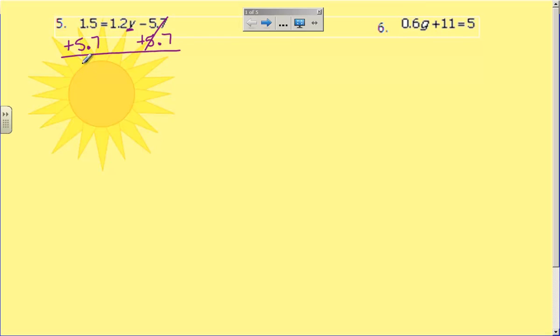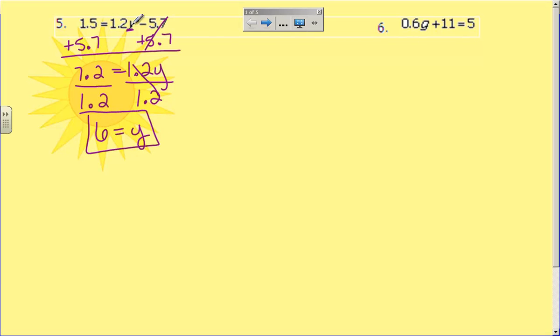And then we'll just simplify this, so this becomes 7.2 equals 1.2y. And so now we are down to where all we have left is multiplication, because this means multiplied. To undo multiplying, we simply divide by that number. So if I divide both sides of this equation by 1.2, I get that 6 equals y. And if I plug that back into my original equation, like I do evaluating an expression and check it, I will get this side equals this side and it will match.